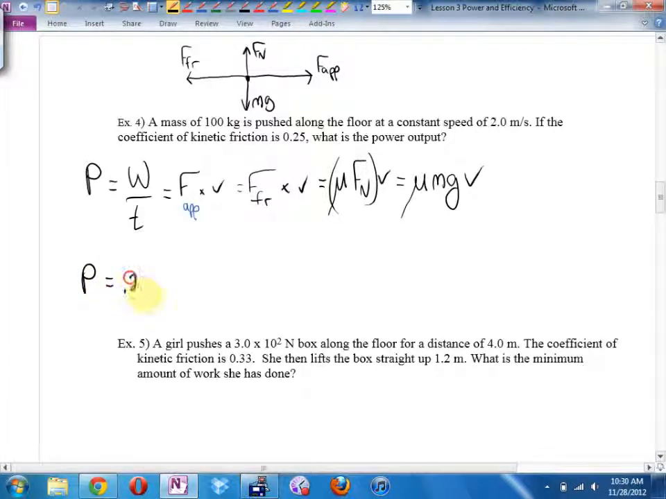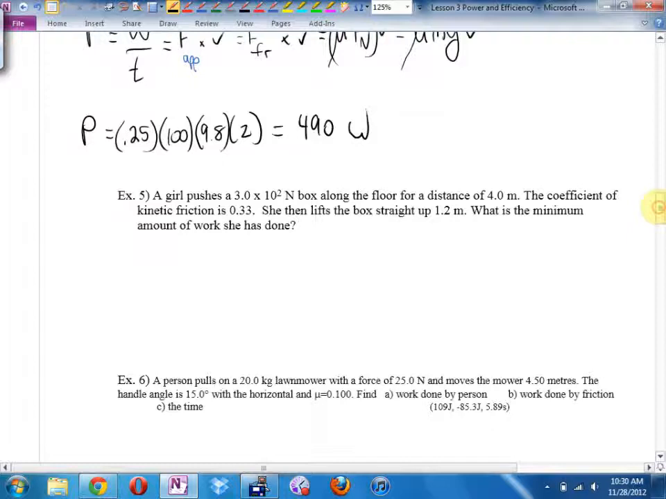Mu 0.25, 100, 9.8 times 2. 25 times 2 is 50. 5 times 40, 49, 490? Yes. Units? Okay. Is that okay, Dorothy?